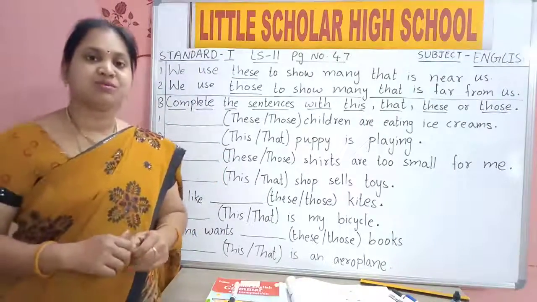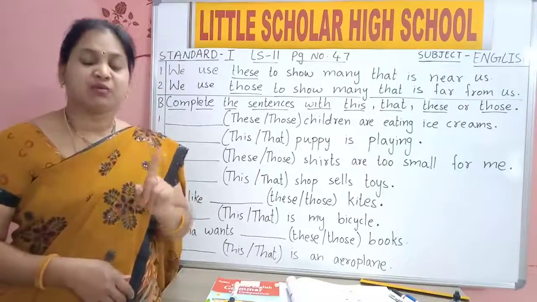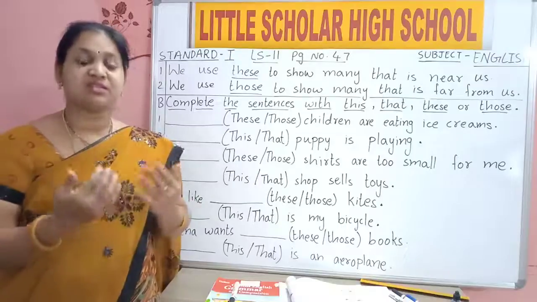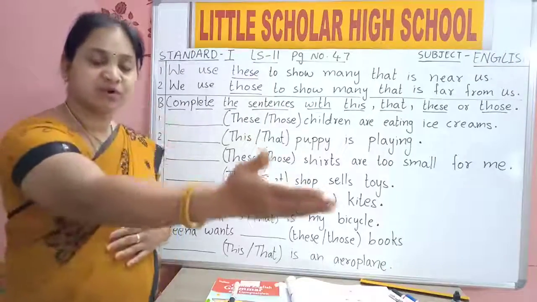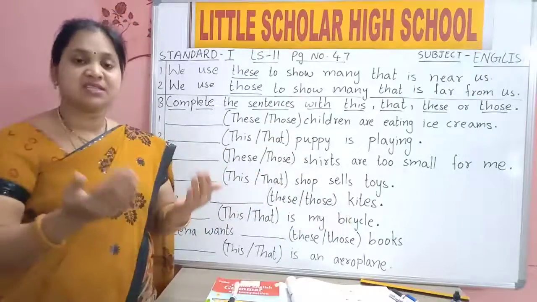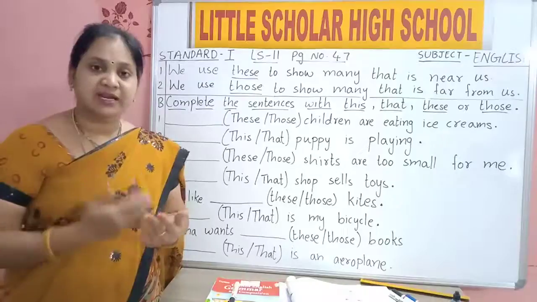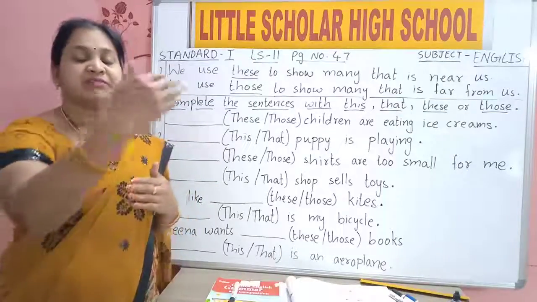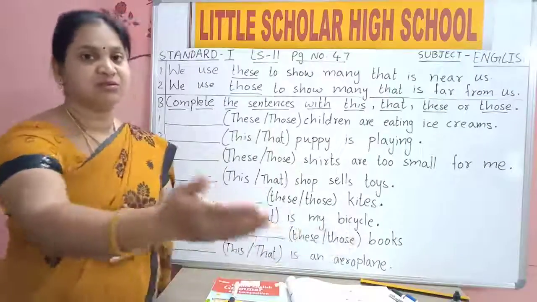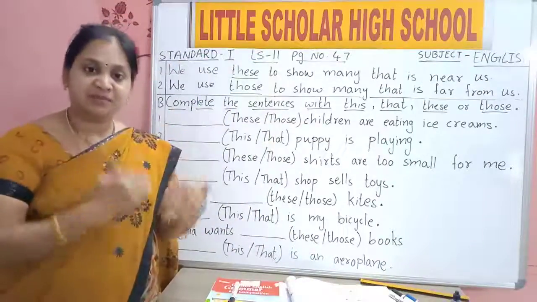We use this when we are talking about any one thing which is close to us, which is near us. So we will say this. If the thing is far, what will we say? That. This means the things or animals or people who are near to us. Okay, this is my pen. That is my pen.